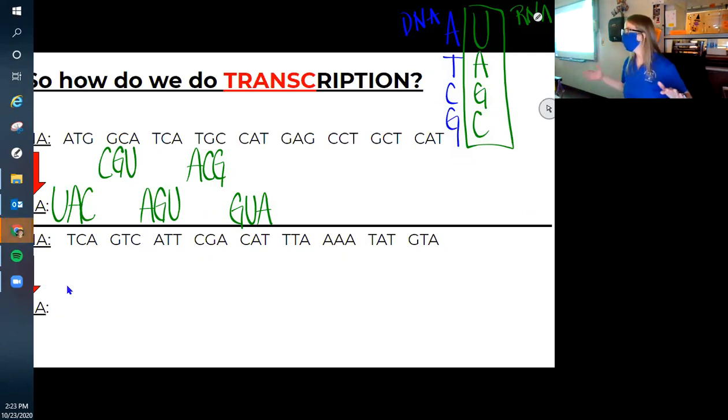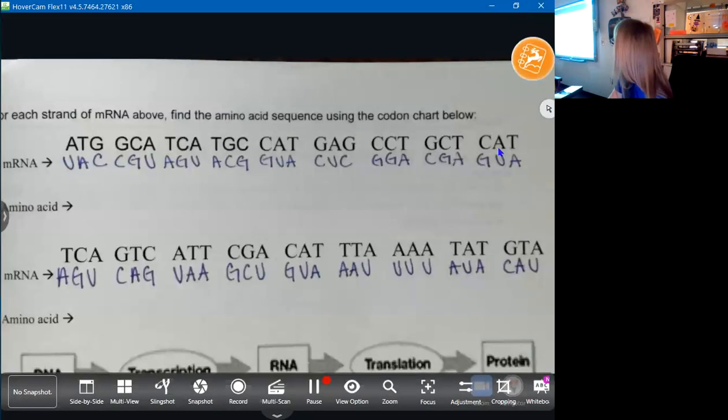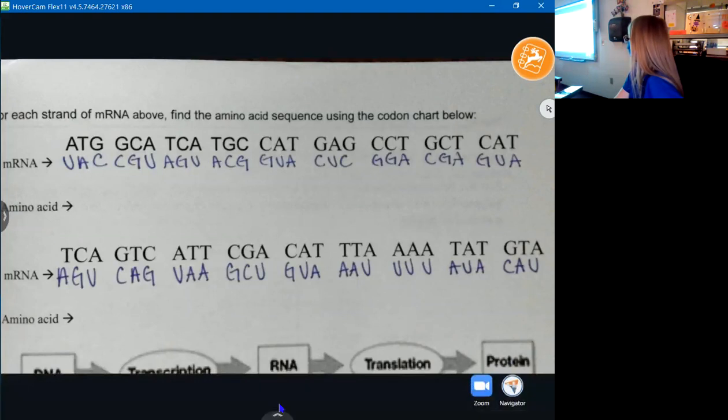Continue on practicing to see if you can finish this out. And now that you've had a chance to kind of work through it, check your answers. How did you do? Okay. And if you notice, I didn't put any T's down here. You should be T free. Okay.